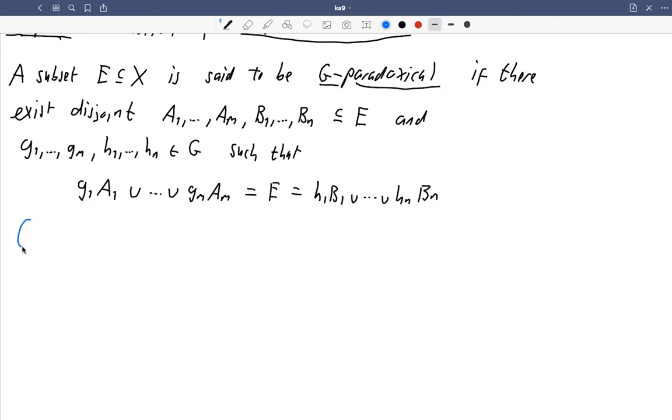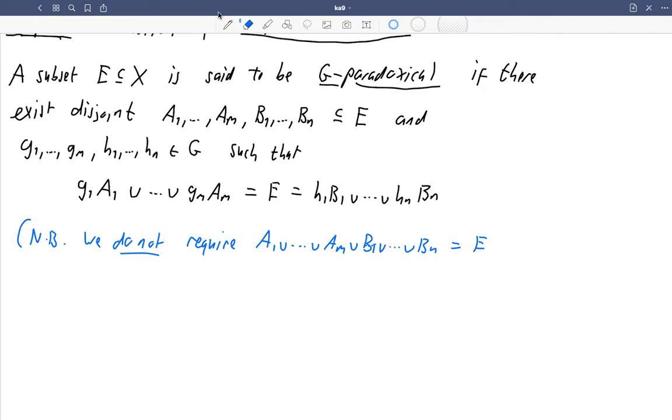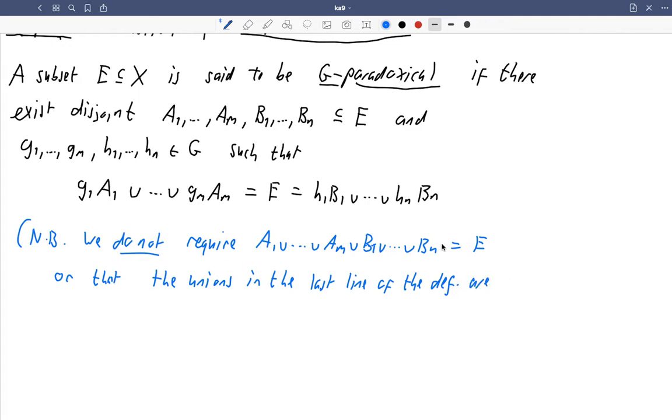So let's just say, NB, we do not require that the union of all the A's together with the union of all the B's is E, or that the unions in the last line of the definition are disjoint. So these unions need not be disjoint.